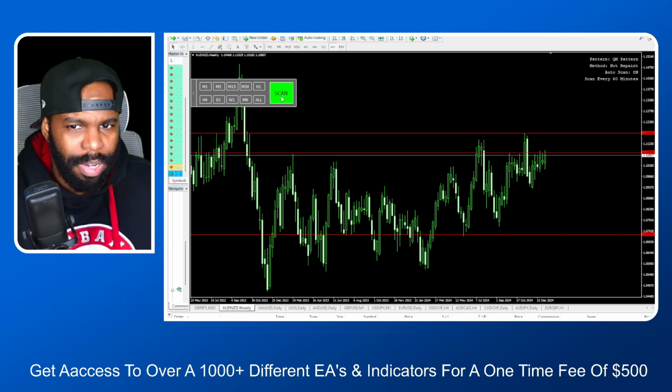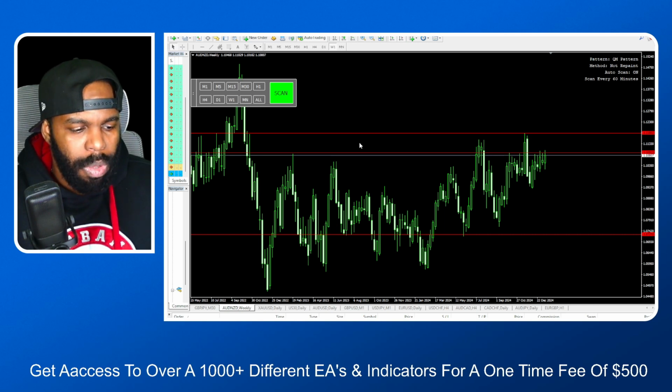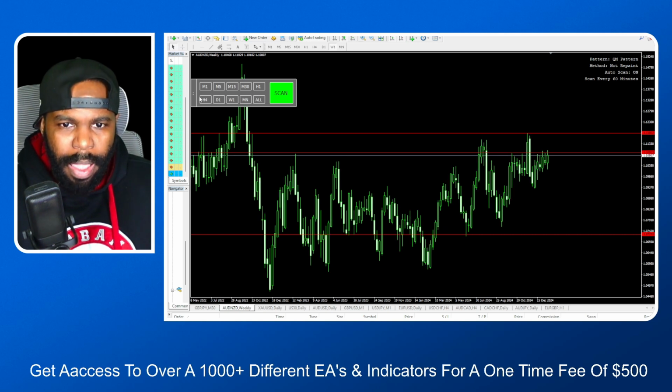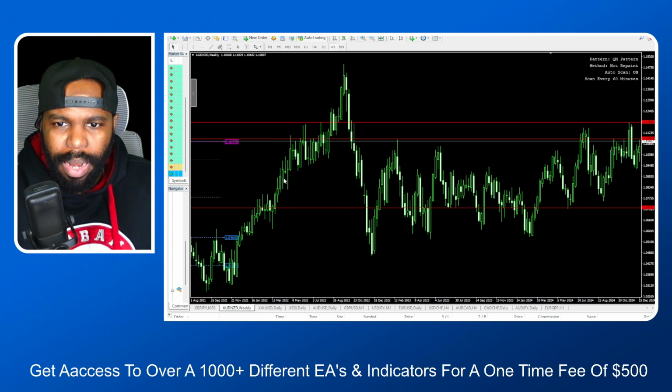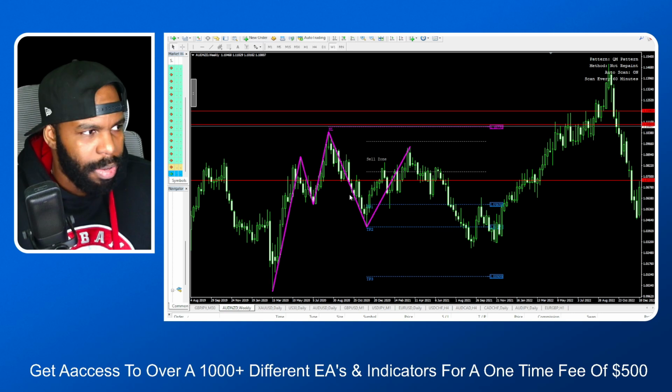You can press the scan button. It will literally scan all the time frames, and then it will find these patterns and place them on these charts. Okay. Now, I like to start off on the weekly. All right. So here's one example right here.